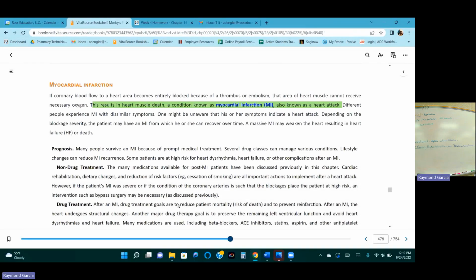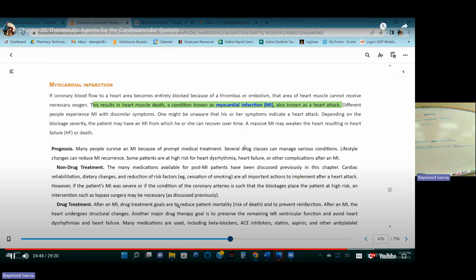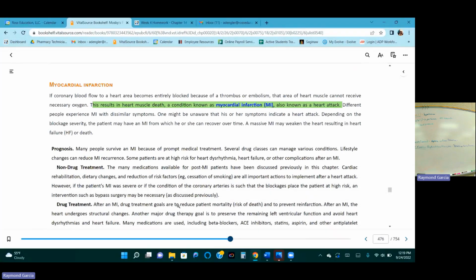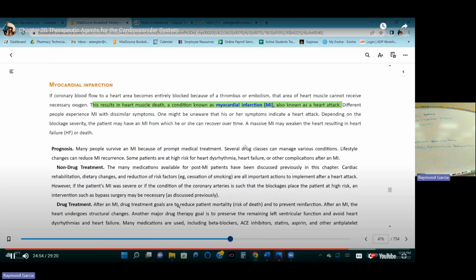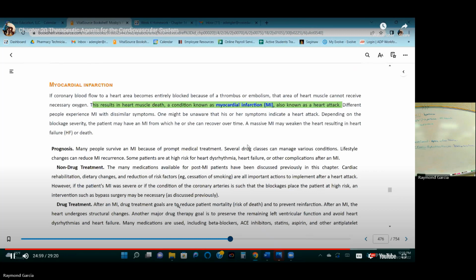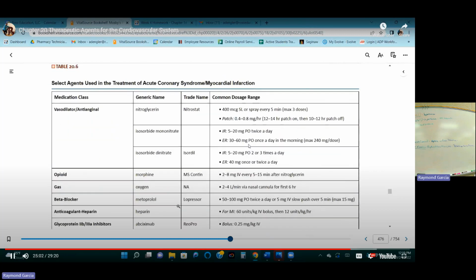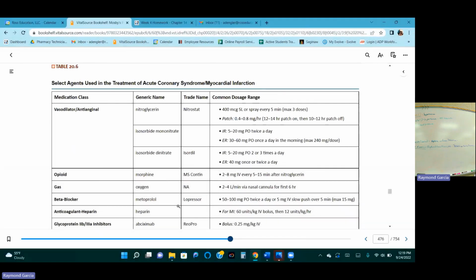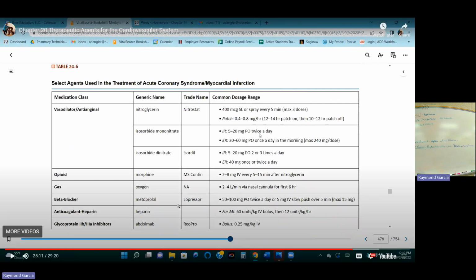If coronary blood flow to a heart area becomes entirely blocked because of a thrombus or embolism, that area of the heart muscle cannot receive necessary oxygen. This results in heart muscle death, a condition known as myocardial infarction, also known as a heart attack. Select agents used in the treatment of acute coronary syndrome and myocardial infarction are in table 20.6. So for the beginning of a heart attack or prophylaxis of a heart attack, we would start off with nitroglycerin, sometimes isosorbide mononitrate or isosorbide dinitrate.